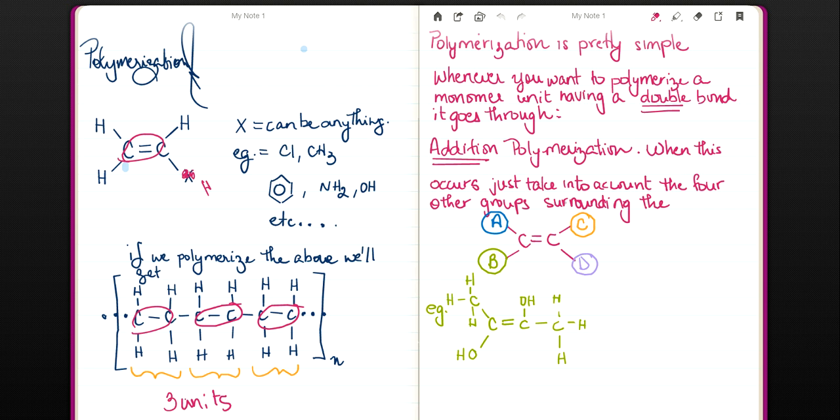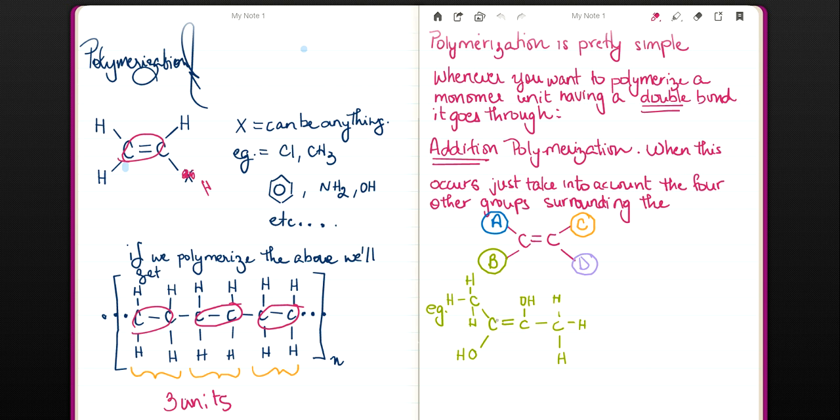When this occurs, just take into account the 4 other groups surrounding the 2 carbons that are bonded by the double bond. And here I have an example, A, B, C, D. So for example, suppose you had a molecule looking like this, something weird, something that would quite frankly anger you, right? What we would do, I will condense everything.